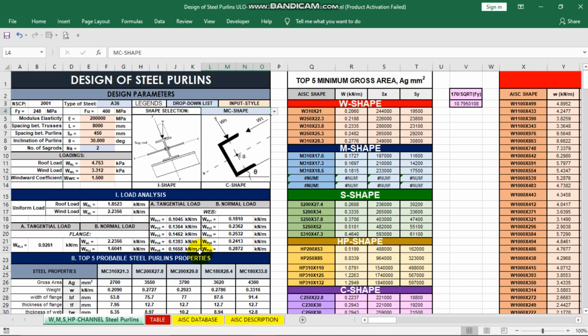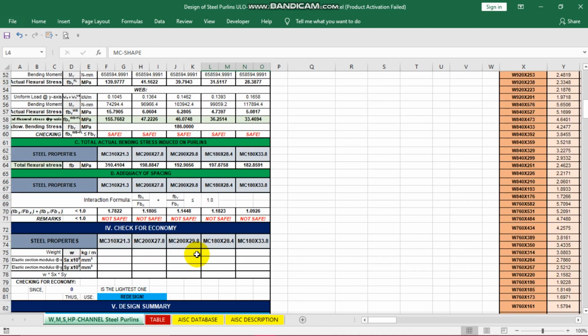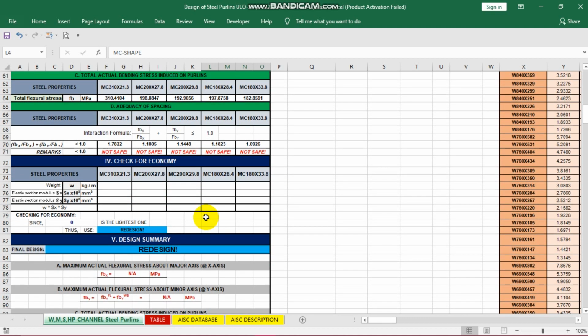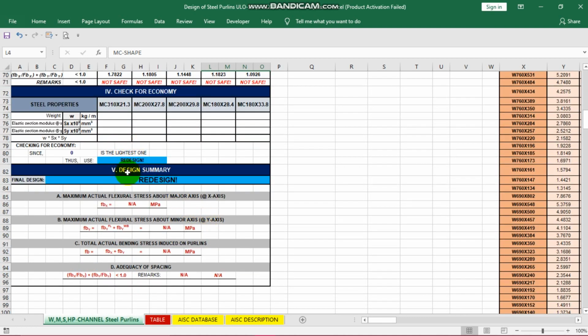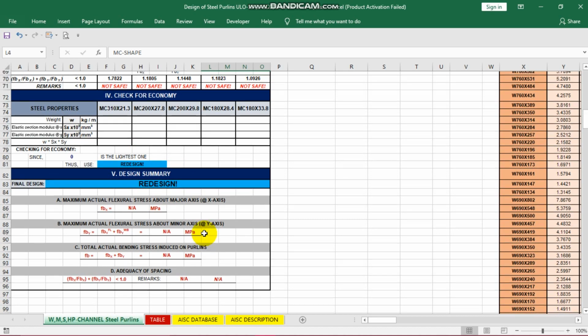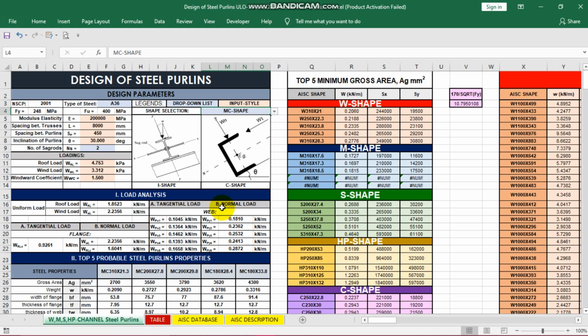Next, the MC shape. All of them are not safe because the interaction formula for the adequacy of spacing is greater than 1. So, it is recommended to redesign. That is all, sir. Thank you, sir.